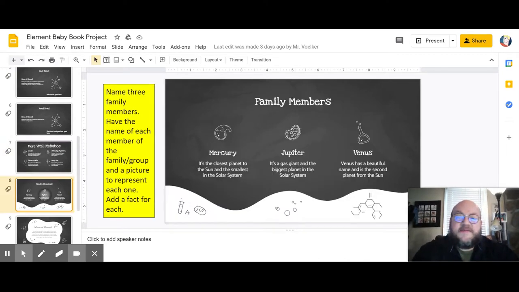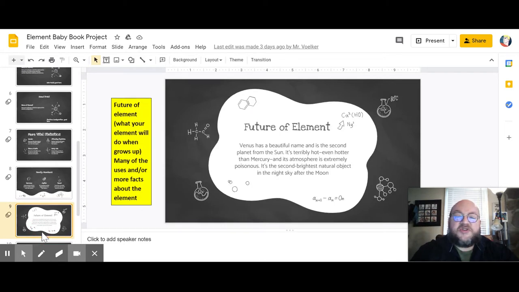Page 8 is all about family members. We know that every element belongs to a family, and so you're just going to choose 3 of the family members. You don't have to do it all. The interesting ones, write their name and a fact about them. It'd be really cool if you could put a graphic right here that you find on the internet to represent each one. Slide 9 is the future of the element.